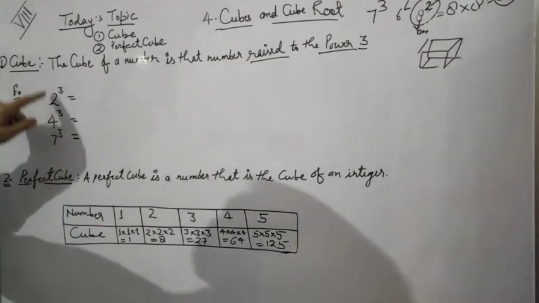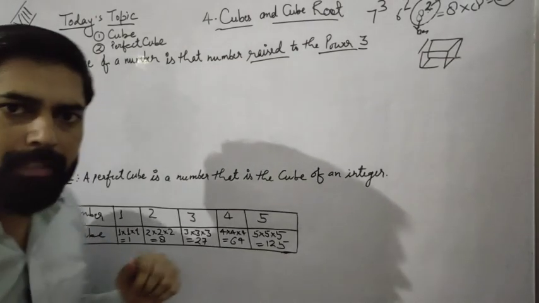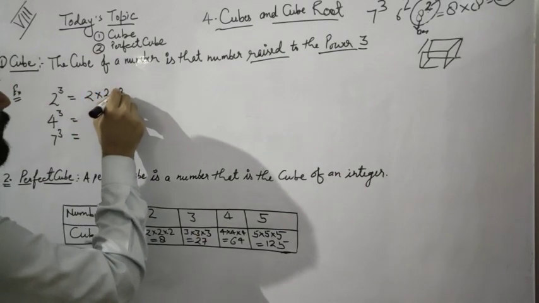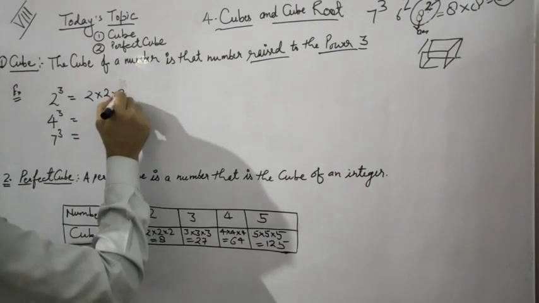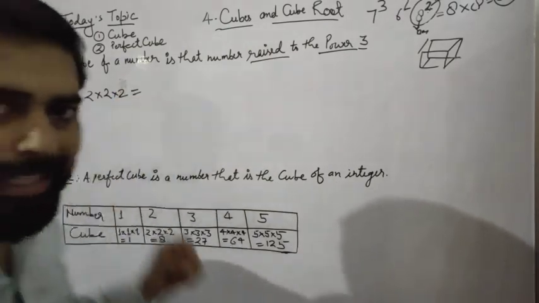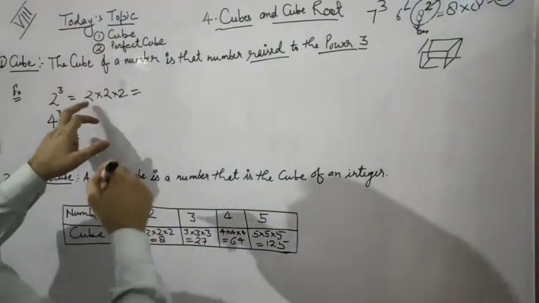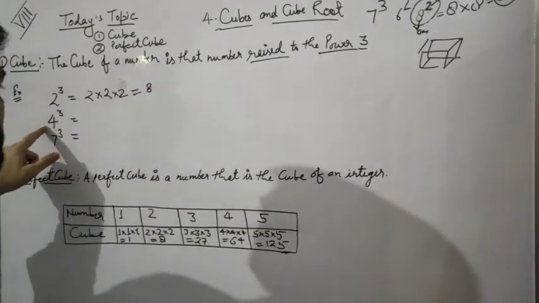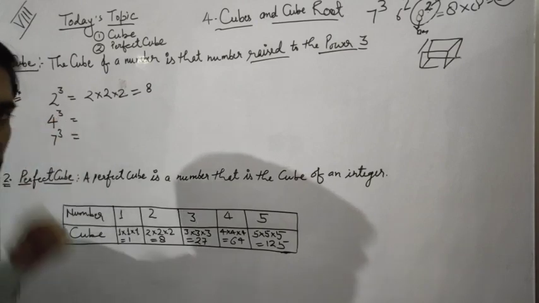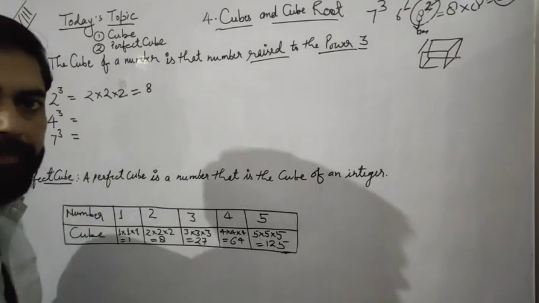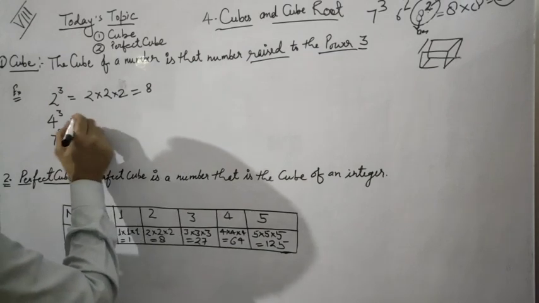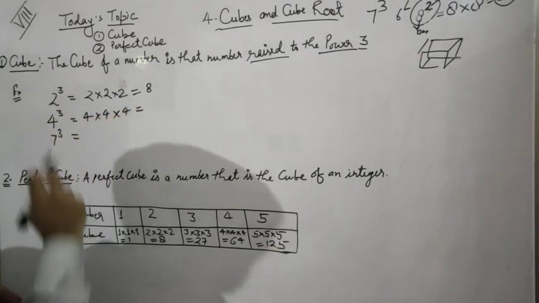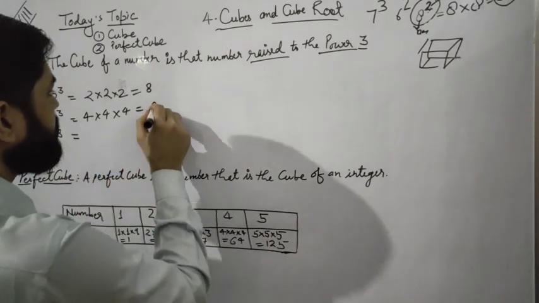What is written here? 2 raised to the power 3. This means 2 multiplied how many times? 2 multiplied 3 times, because the power given is 3. So 2 twos are 4, 2 fours are 8. Then another example, 4 raised to the power 3. You can say 4 cube. So 4 multiplied how many times? 3 times. 4 fours are 16 and 16 fours are 64.